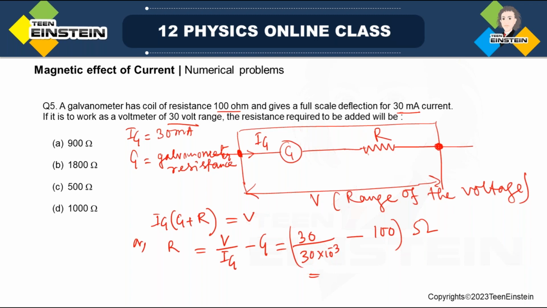So look, this 30 will cancel each other. So it will be 1000 minus 100 ohm. So this will be 900 ohm. So this was so simple.